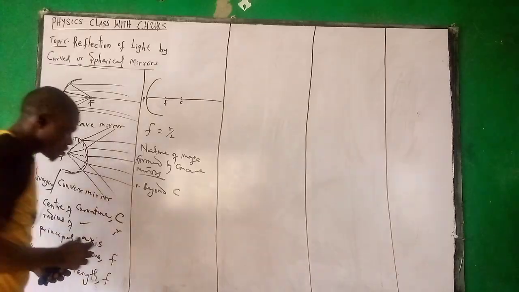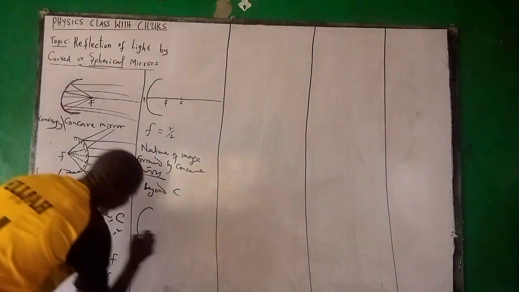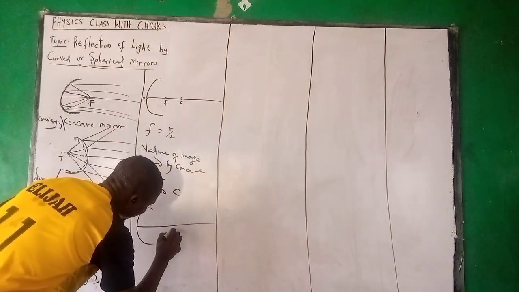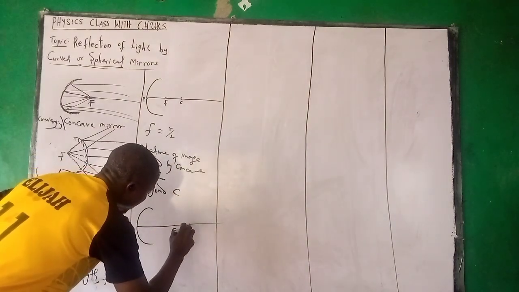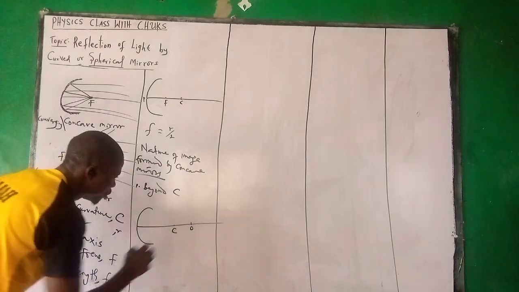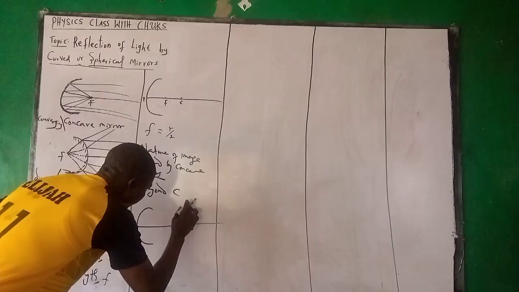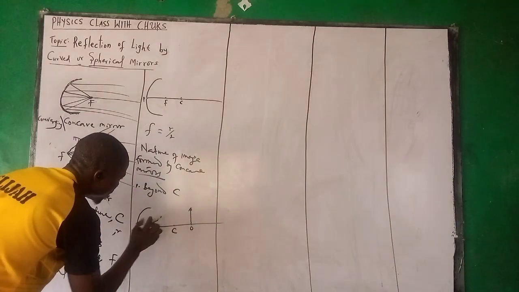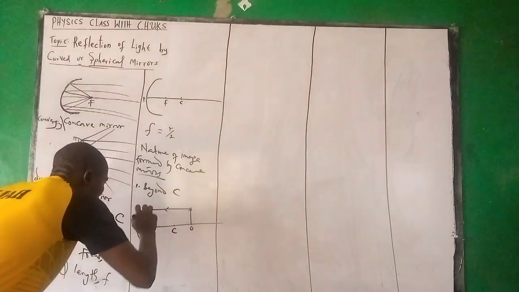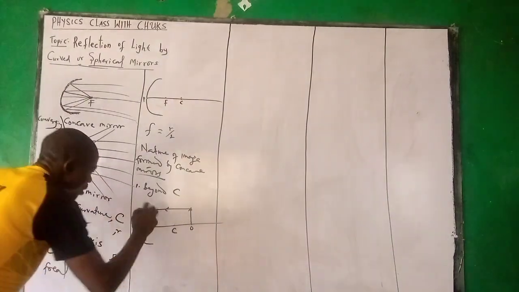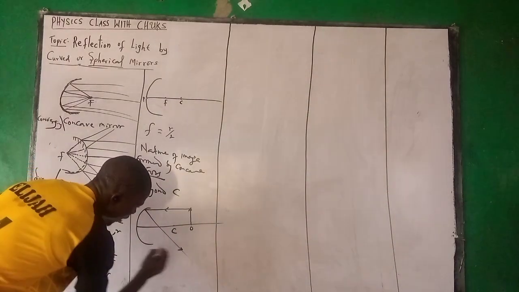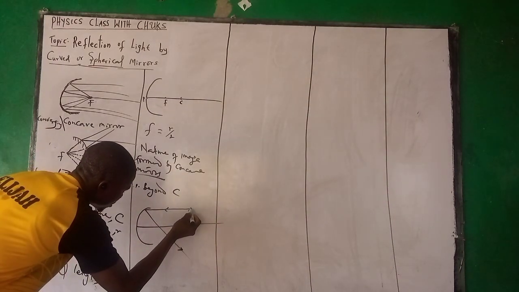Let's make a short diagram here. This is my concave mirror, this is my principal axis, and this is my center of curvature. If I put my object here, beyond C, I use O to represent the object, and this is the head of that object. There will be an incident ray, which will reflect here. We call it reflection. Now another ray will come this side.